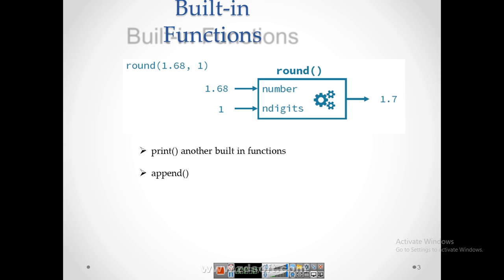Another function that is already built in is append. We have used it in list. And another one is round. You can see here in the figure that when we are rounding a particular digit to some specific decimal point, it will give you a particular number. Like 1.6, when it is rounded, it will give you 1.7. We are rounding it off to one digit, so it will give you 1.7.